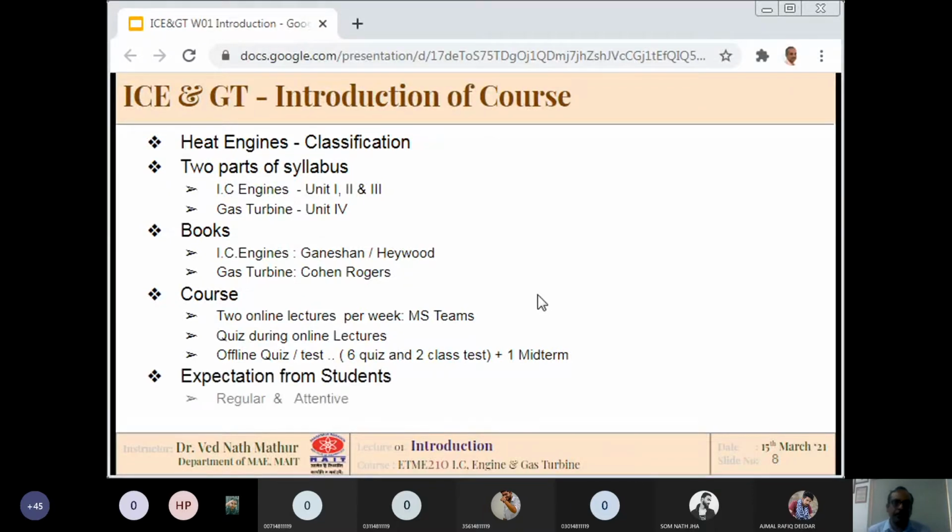And I expect from you that you will remain regular and attentive. See, in online class, it's essential to be attentive also. I'll check your attentiveness by asking questions between the lecture and after the lecture. And I also expect you to be honest in submitting all your assignments and quizzes.